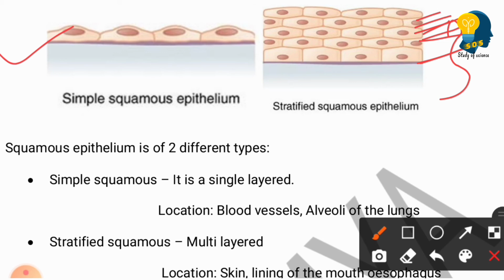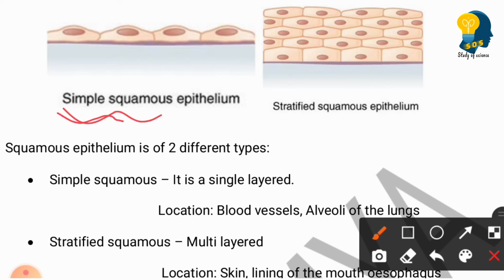It is present in the lining of the mouth, that is the esophagus. When I say esophagus, it is the lining of the food pipe. Inside your food pipe, it is present. Clear? So the two types of epithelium tissues are simple squamous epithelium and stratified squamous epithelium.